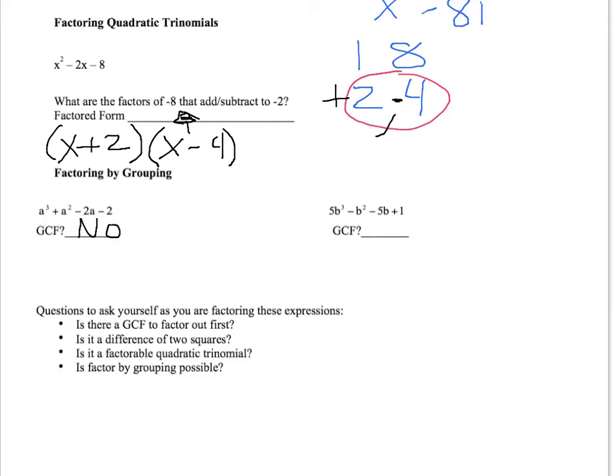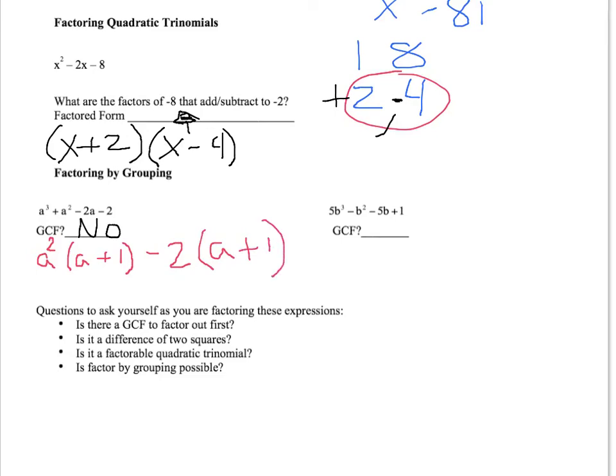What you do is you look at your first two terms, a cubed and a squared, and you look for a GCF in those pieces. The GCF there in that first half is an a squared. When I take out that a squared from the first two terms, I'd be left with a plus 1. Then I look for a GCF in the second two terms, negative 2a and negative 2. My GCF there is a negative 2. When I take my GCF out, I am left with an a plus 1.